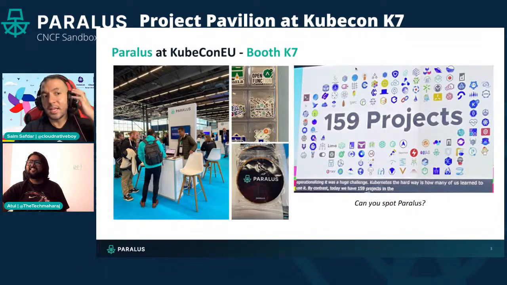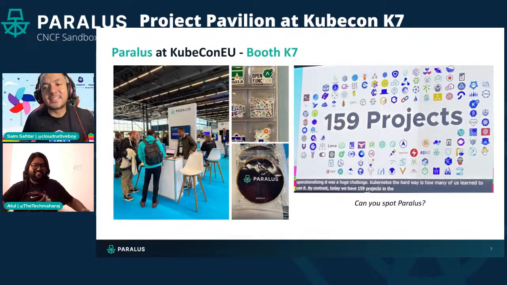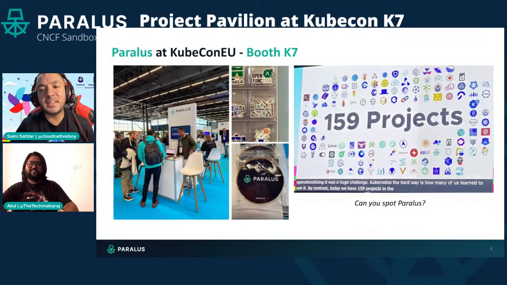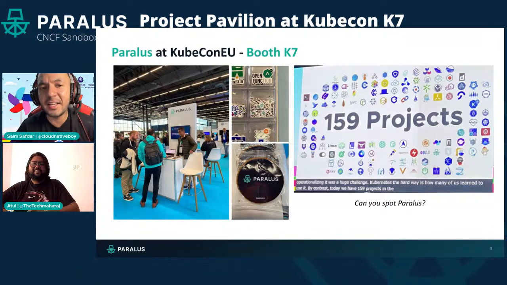Perfect. Okay, wonderful. So if you look at the CNCF landscape, we have more than 159 projects included in this landscape. And this is a screenshot from one of the keynotes from KubeCon today. Can you spot Paralus? Because it's just not a year-old project. It's going to be, I think, nine-ish or 10 months old. We did have a good start, and we were able to get this project listed in the DigitalOcean marketplace and also in the AWS marketplace. So that's the big news for a very small project.